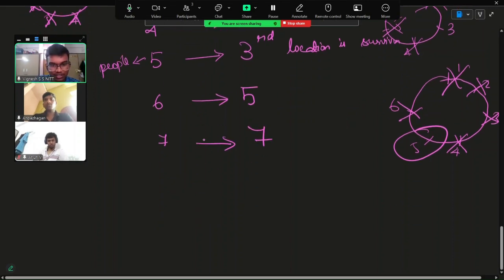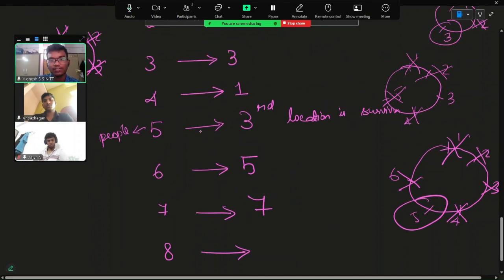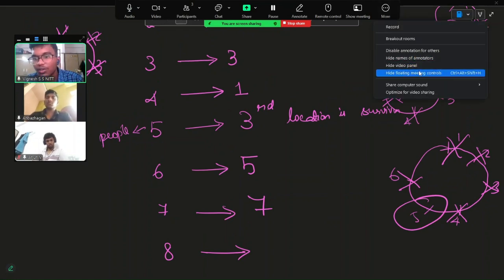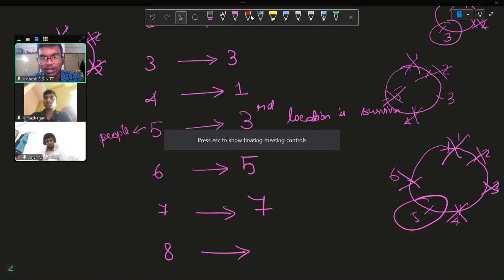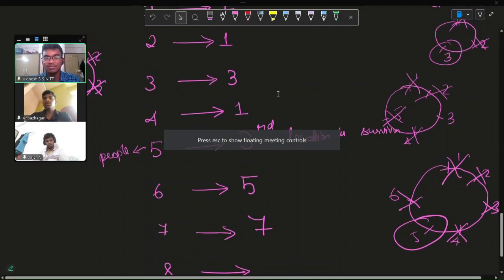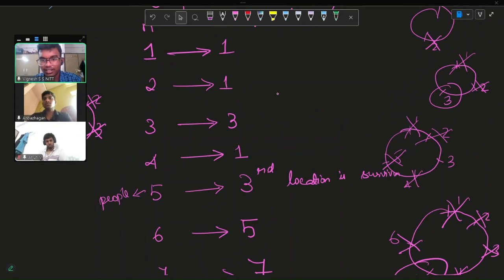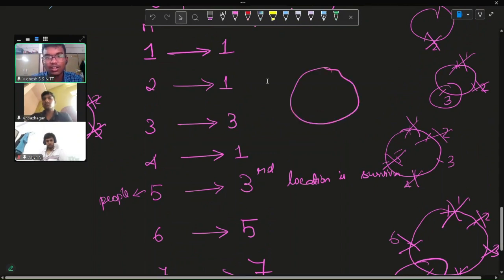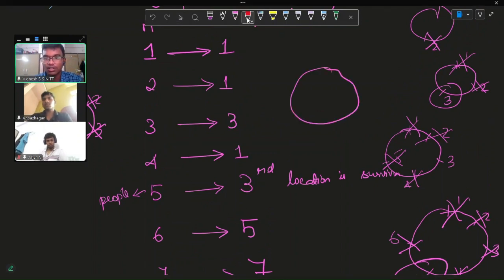So for 8, we will check. This is going to be interesting now. For 8, now I am going to take a different color. Let's take a red color. So color doesn't matter though. For 8, let's draw a circle and let's put 1, 2, 3, 4, 5, 6, 7, 8.